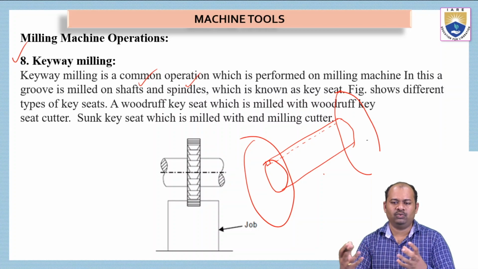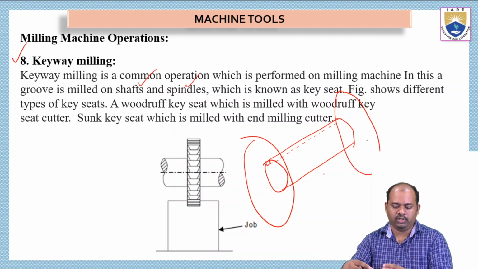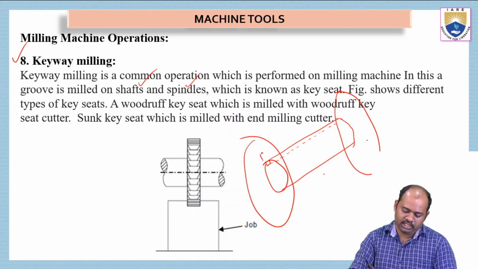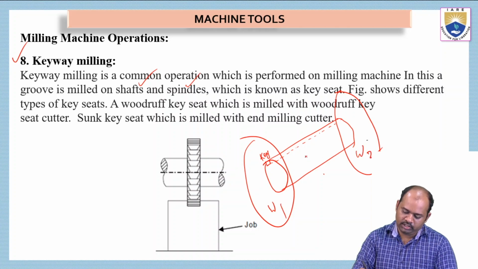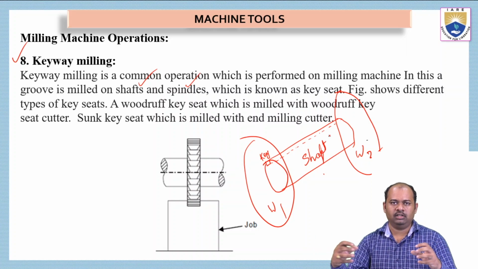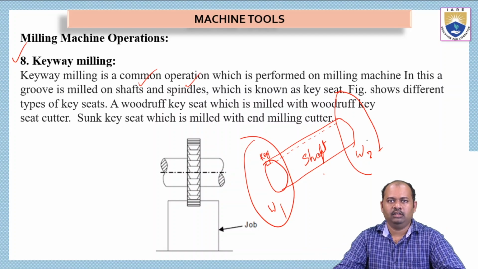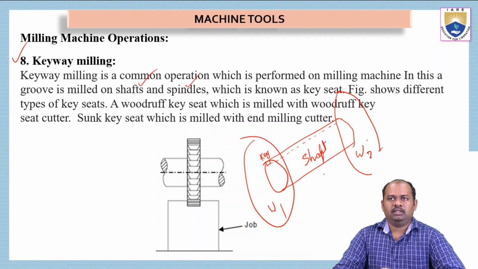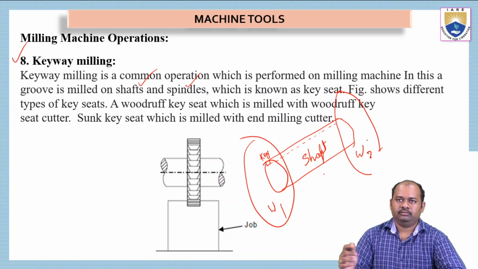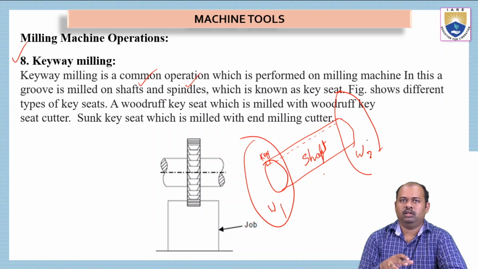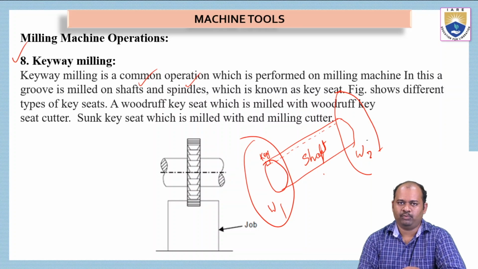This is very similar to the railway wagon. If I want to remove the two wheels from the shaft, I have to remove the key. So this is the key, this is a wheel, and this is another wheel, wheel 1 and wheel 2, and this is the shaft. If I want to remove the wheels, first of all I have to remove the key so that the wheels will be removed easily. The slot for the key is known as a key seat. This key seat will be grooved or made in the keyway milling process.